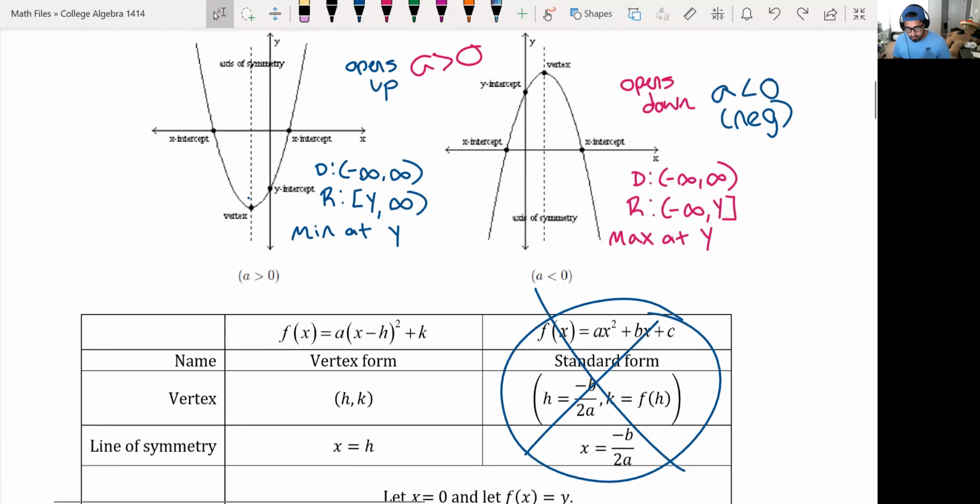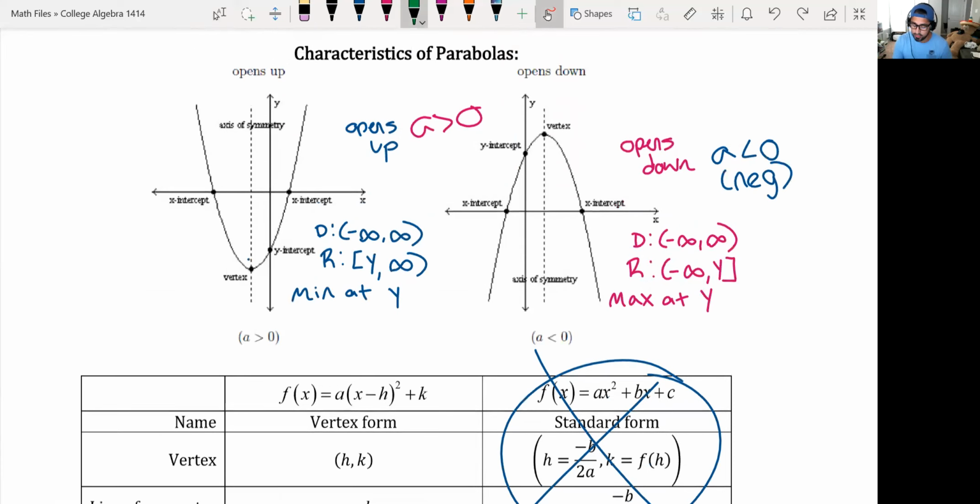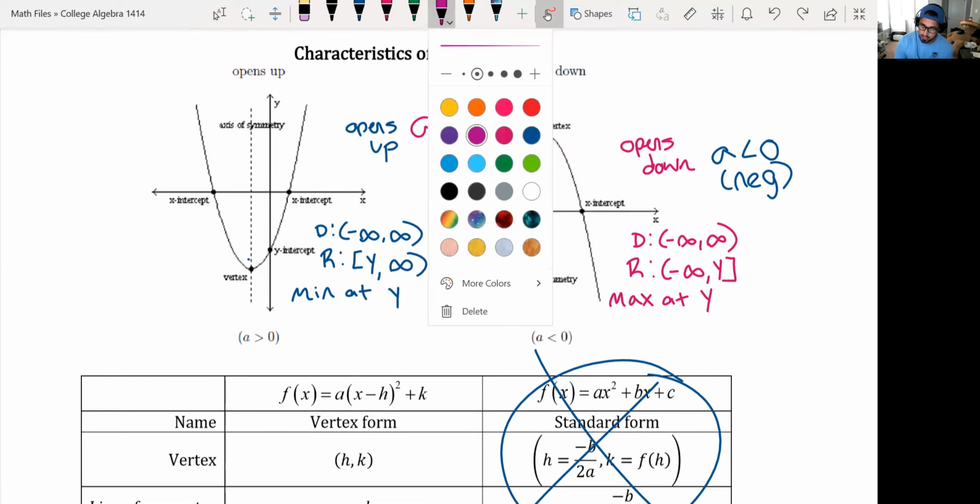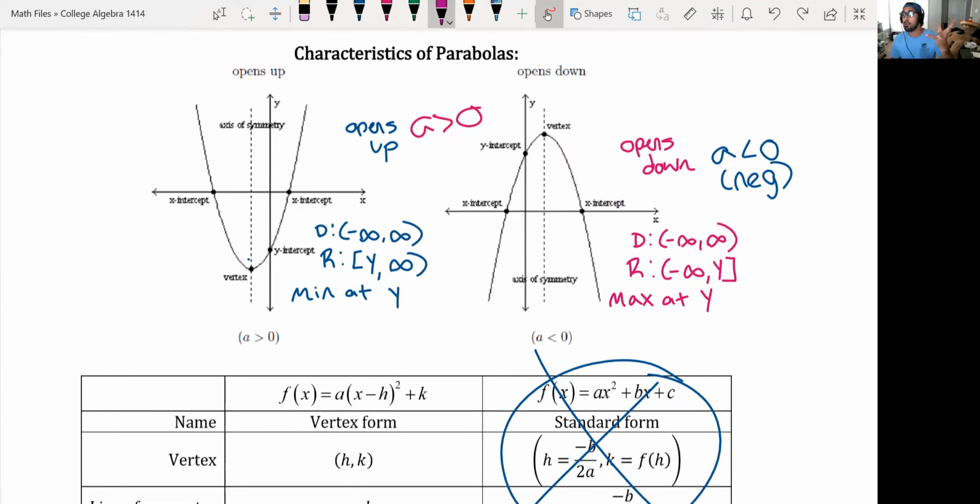One more thing, because this is what I don't have in my notes, because my math lab likes to throw curveballs. If my parabola opens up, this is also considered concave up. And if my parabola opens down, this is also considered concave down, just because they want you to know concavity.